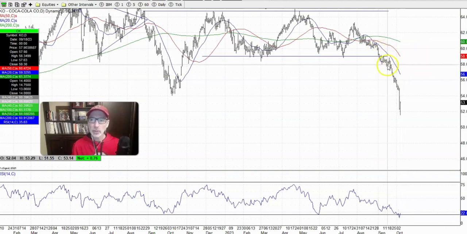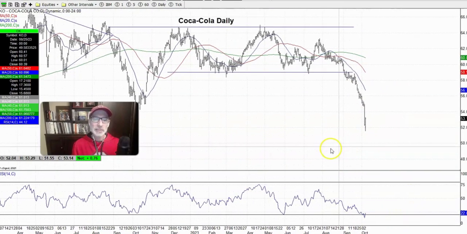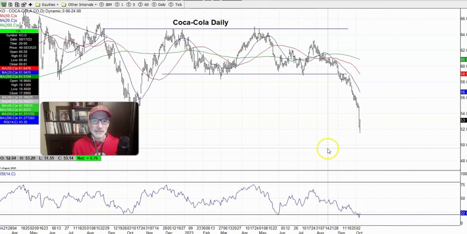When you get a blow-off move to the downside like this, just a vertical move down, and the RSI gets oversold, it's probably time to start getting in some shares. And that's what I did yesterday. So these are some patterns you can see where this is just a complete washout. And when you see a vertical move like that, it has to bounce at some point.